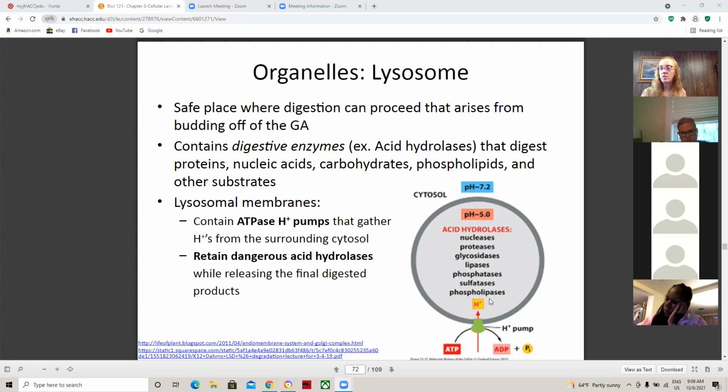Phospholipases break down phospholipids. So these lysosomes work to retain dangerous hydrolases. They are good at breaking down things. We want them to be in a specific area; we need them to be isolated and contained. So a lysosome keeps them contained while also releasing the recycled digested products.